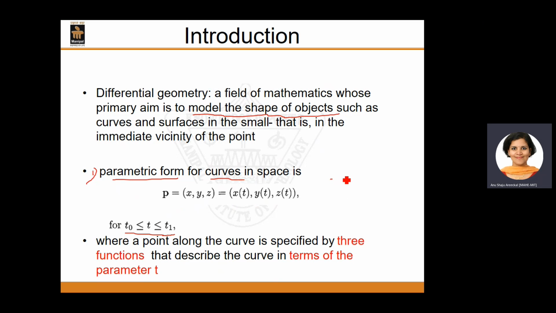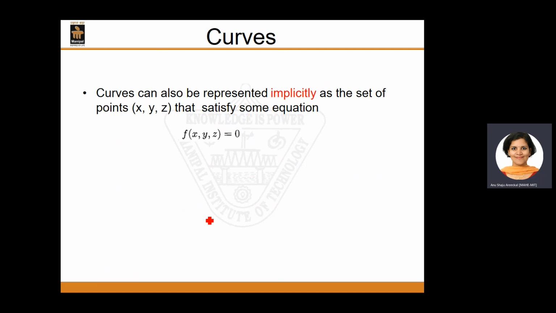If you imagine a curve over here, you are trying to find the different points along the curve. The points on the curve can be determined by varying this parameter t. Now there is also another representation for curves, called the implicit representation. By implicit representation, you can represent it as f(x, y, z) = 0.